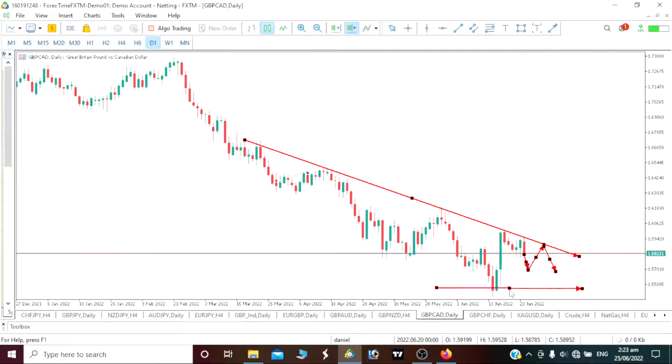And possibly we might take out these lows here. This is exactly what I see. A fall, a bullish move hits our trend line resistance, and a fall again to take out this low. That is my analysis on our pound card.